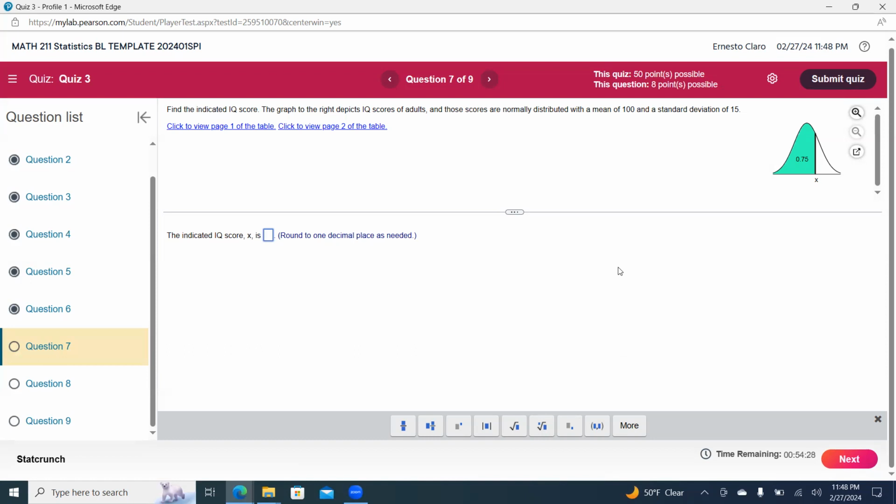Yeah, but inverse norm 0.75, and that'll give us the 75th percentile. Inverse norm 0.75, comma, mean 100, comma, 15. I get 110, okay. Yeah, so 110.